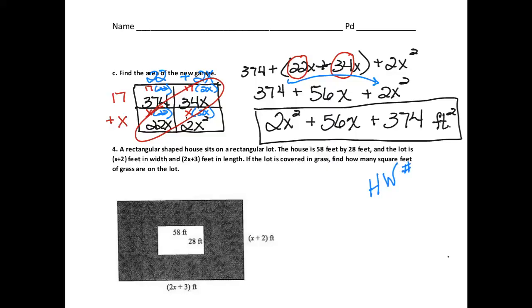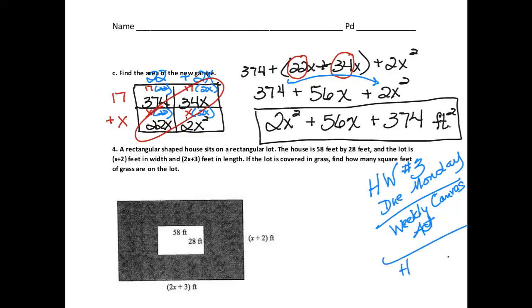So, homework number 3 technically was supposed to be due today. I thought that was a little quick. Homework number 3, we're going to make this due Monday. Okay? Make sure you do the weekly Canvas activity. Oh wait, I didn't say put all your stuff away yet. And homework number 4 is going to be due on Wednesday.